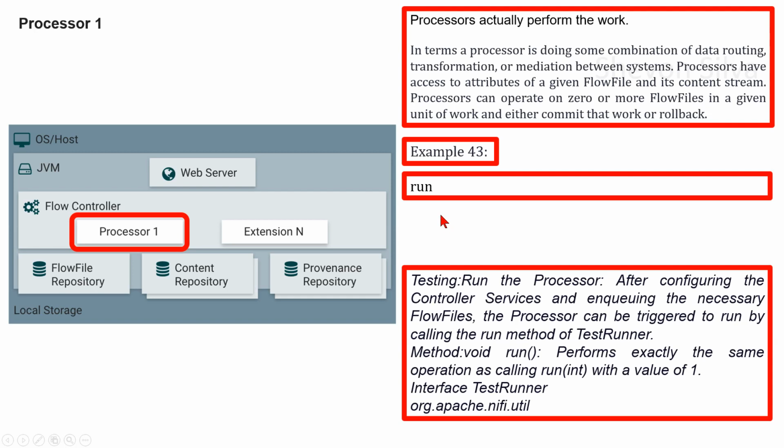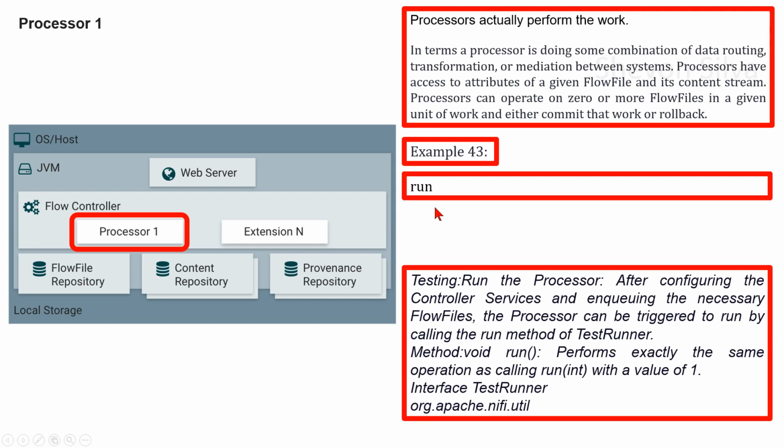Now we are considering running the processor in testing. After configuring the controller services and enqueuing the necessary flow files, the processor can be triggered to run by calling the run method in the test runner. The method void run performs exactly the same operation as calling run int with the value of 1. This is in the interface TestRunner, which is in the package org.apache.nifi.util.